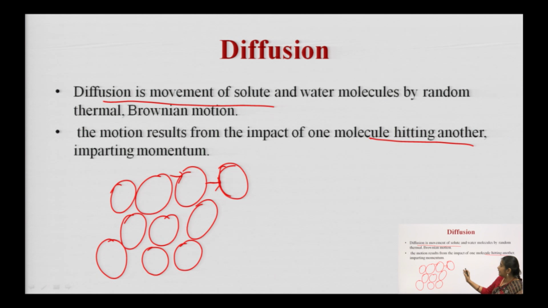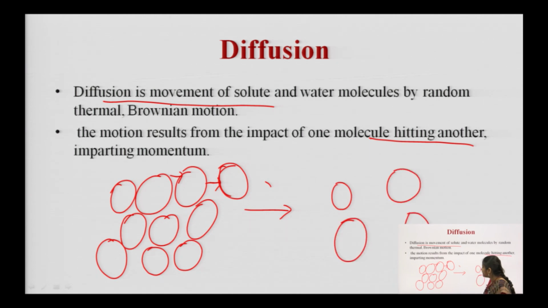and as they hit the other molecule, they impart momentum to that molecule. As it imparts momentum, what does it cause? It causes mass transfer of the molecules. So, how can we define diffusion? From a high concentration of solute, there is a mass transfer to a region of low concentration.